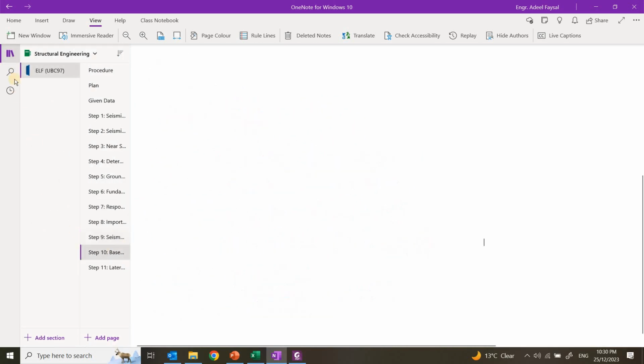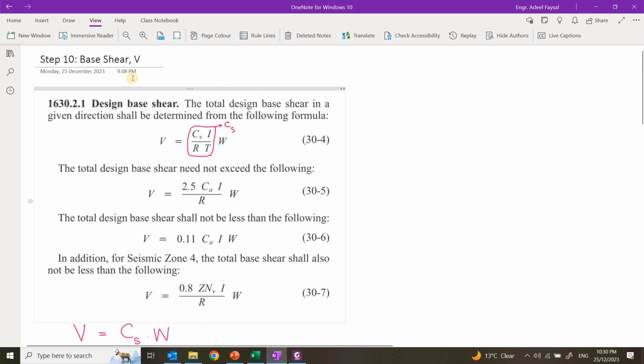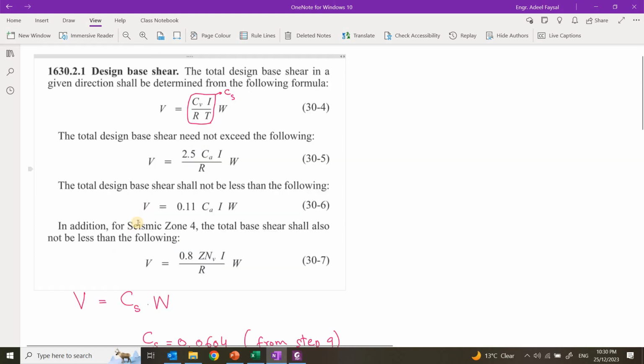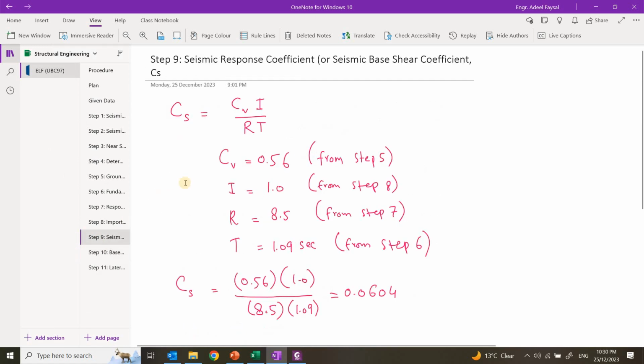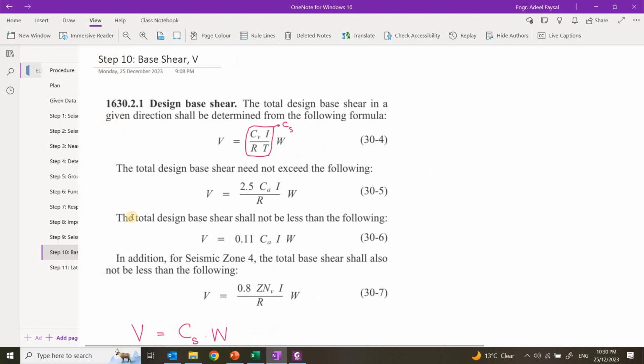Step number 10 is to actually calculate the base shear V. So this is the expression you'll use, and then there are some limits to be checked. This thing is known as CS, and we have already calculated CS in our previous step. Okay, so we'll just use it in this step.